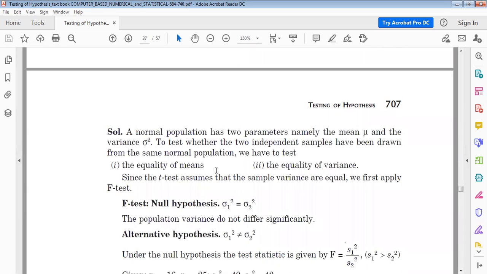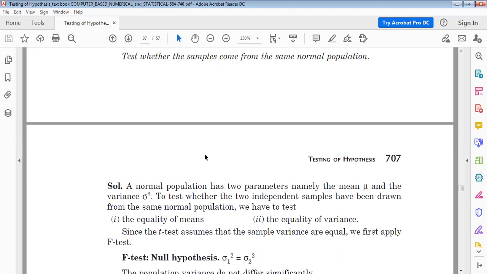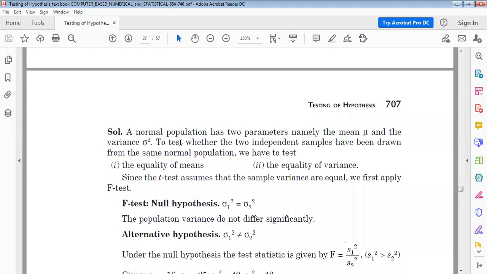Here we have to apply both tests: whether the means are equal and whether the variances are equal. To test whether the means are equal, we have to apply the t-test. To test whether the variances are equal, we have to apply the capital F test. Remember it. A normal population has two parameters, namely the mean mu and the variance sigma square. So to test that two independent samples have been drawn from the same normal population, we have to test the equality of means and the equality of variances.